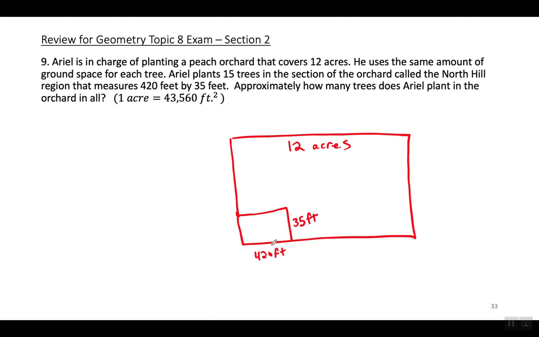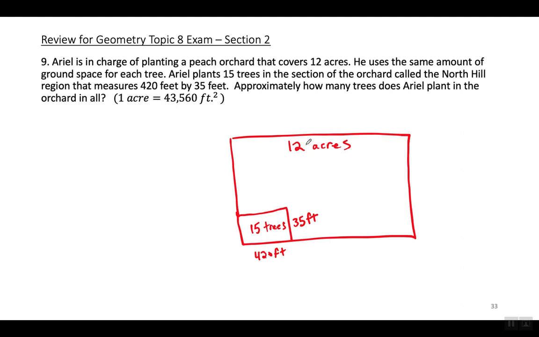All right, so in this section called the North Hill region, he plants 15 trees. So we've got to figure out how many trees it will take to cover the entire 12 acres. Let me tell you my strategy for solving this.